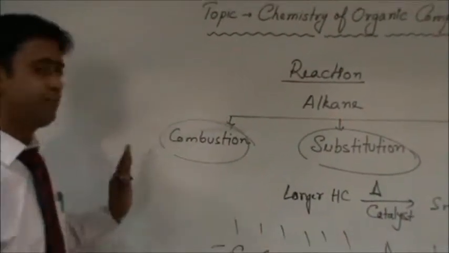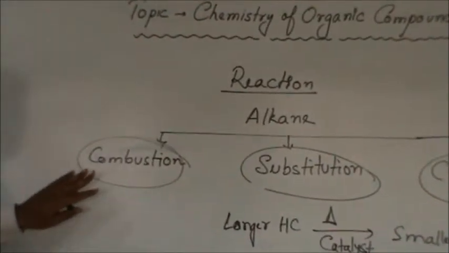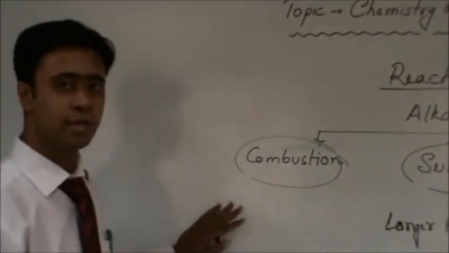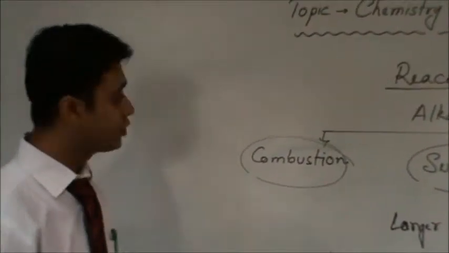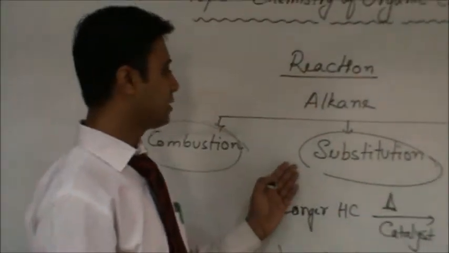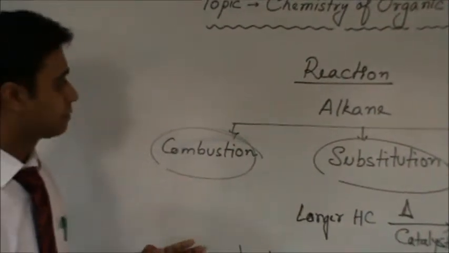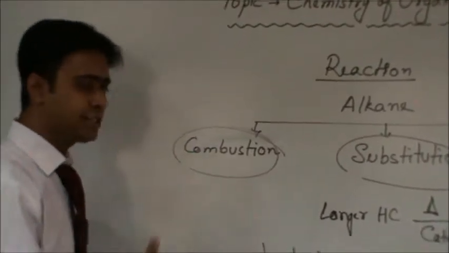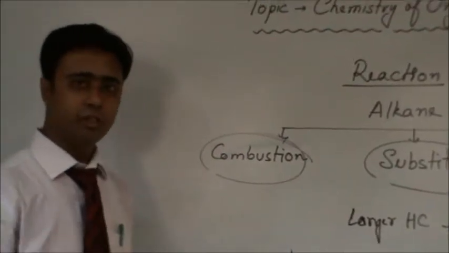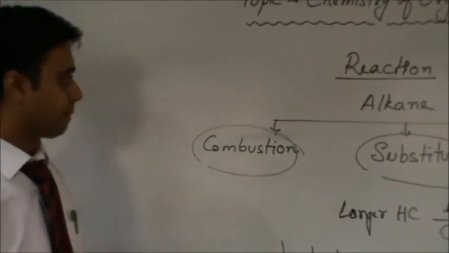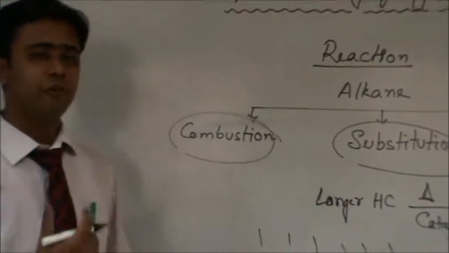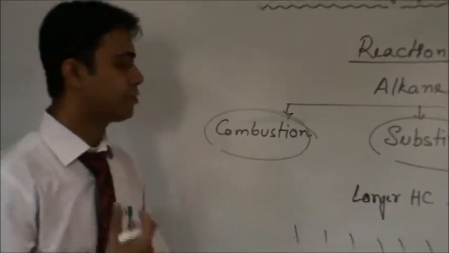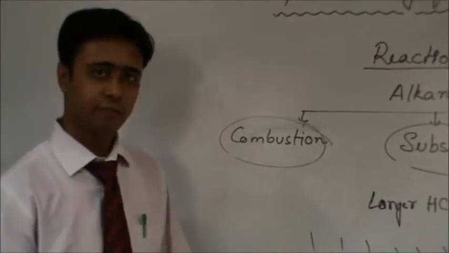The three important reactions involving alkanes are combustion reactions, where alkanes burn in air to give you carbon dioxide and water along with the release of energy. The second type of reaction is a substitution reaction, where alkanes react with other atoms and each time hydrogen atoms get substituted by the other atom. And in the presence of excess of the other reactant, all the hydrogen atoms can be replaced or substituted.